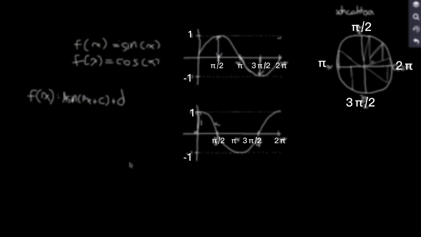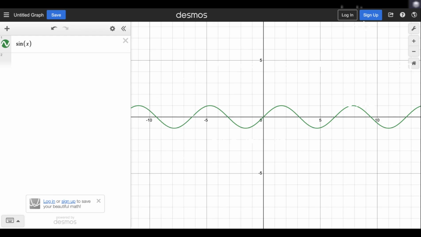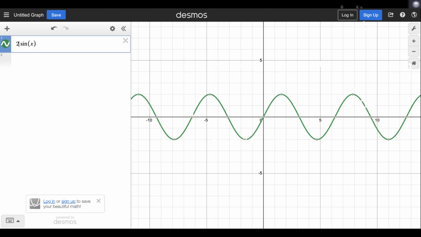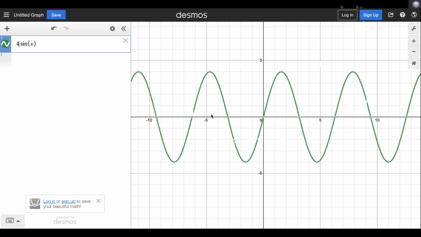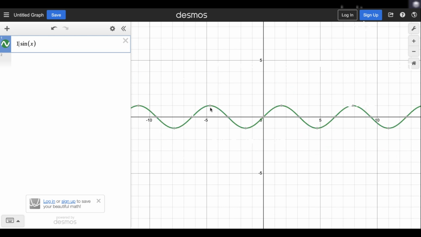And the amplitude is determined by this a value over here. So in the parent function, the amplitude is 1, so the coefficient is 1, which is correct. So if the coefficient was 2, the function would just be taller, and so on and so forth. 3, 4, doesn't matter. It's the same concept.